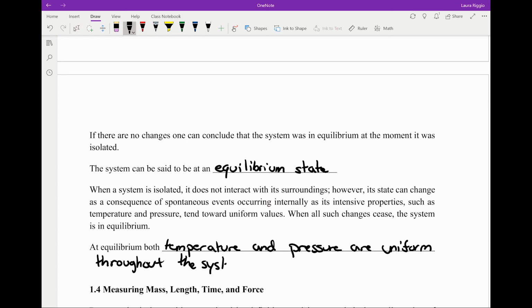In the next lecture, we're going to go over units, and specific volume.